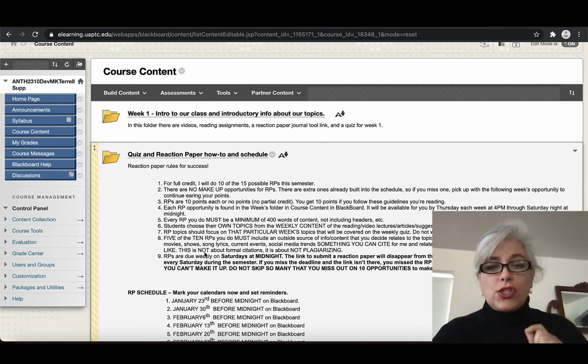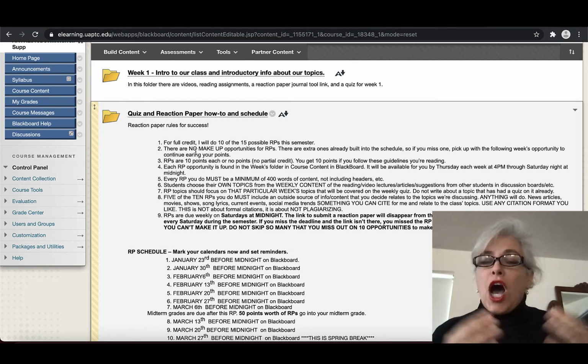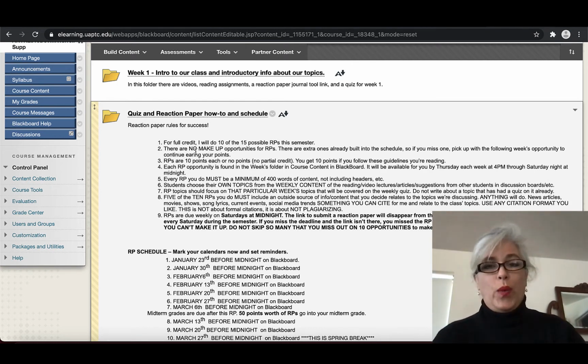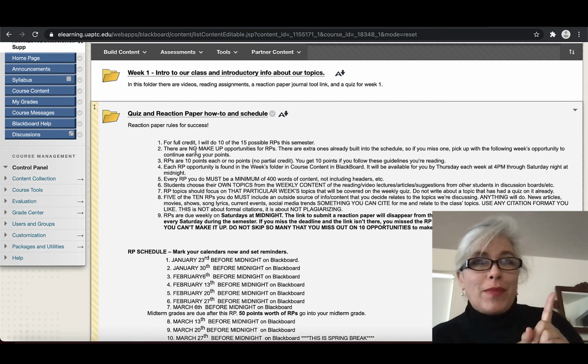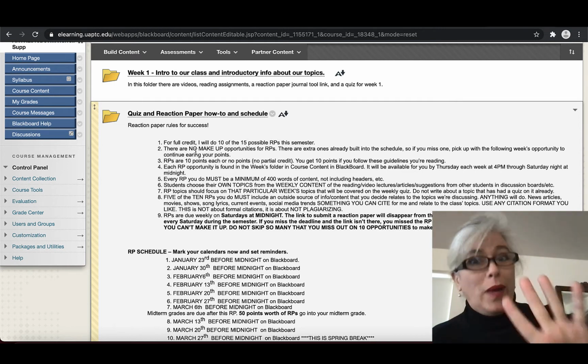Okay, let's start with the reaction paper rules for success. Now, I've already told you you can't make any up. And so let's look at these first two together. You only need 100 points for a reaction paper, and we have 15 opportunities. So let me do my math here. That means I don't have to do a reaction paper for 5 whole weeks.